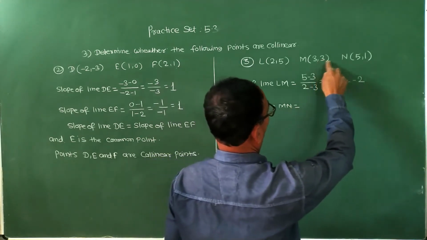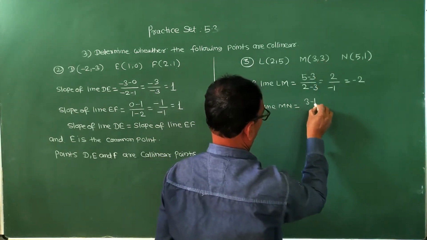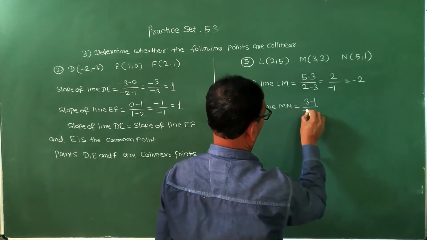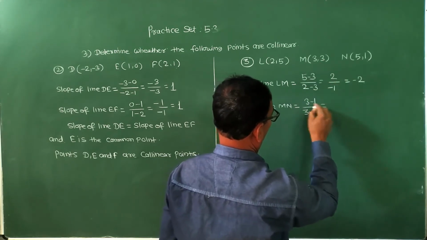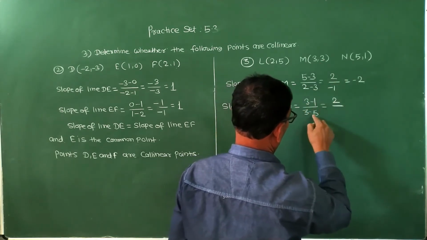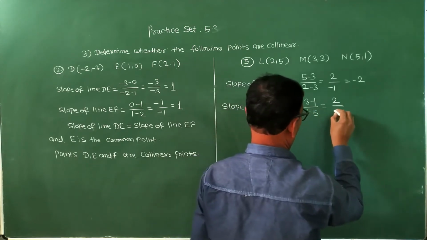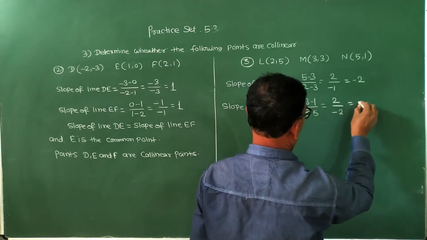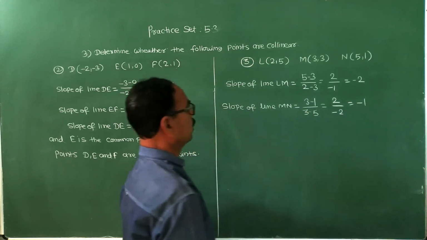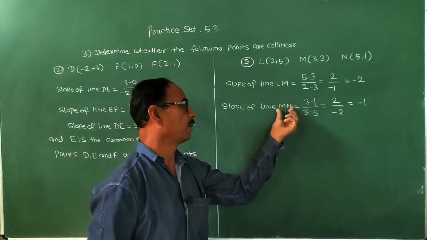Which will be equal to 3 minus 1 and 3 minus 5. 3 minus 1 is 2 and minus 5 plus 3 is minus 2. So this will be minus 1. So here slope of LM and slope of MN are different.